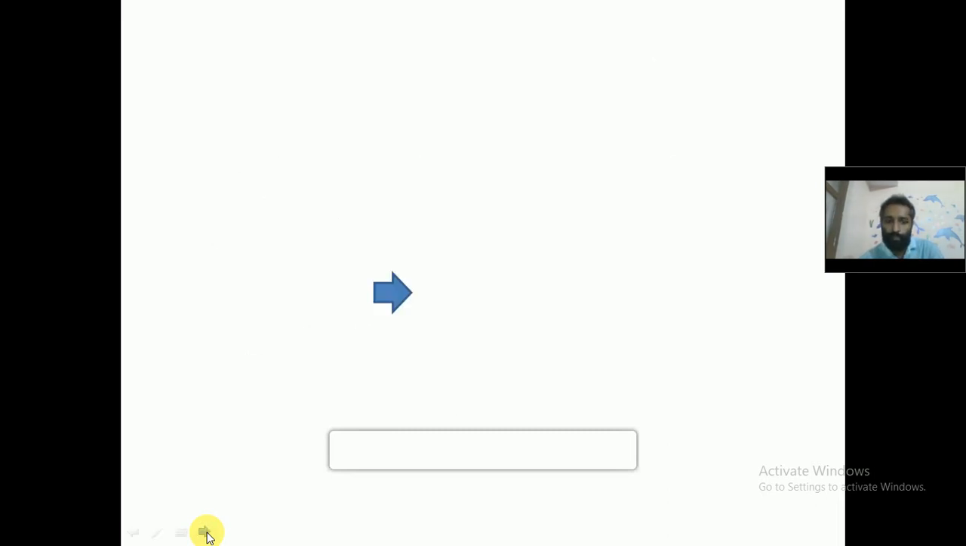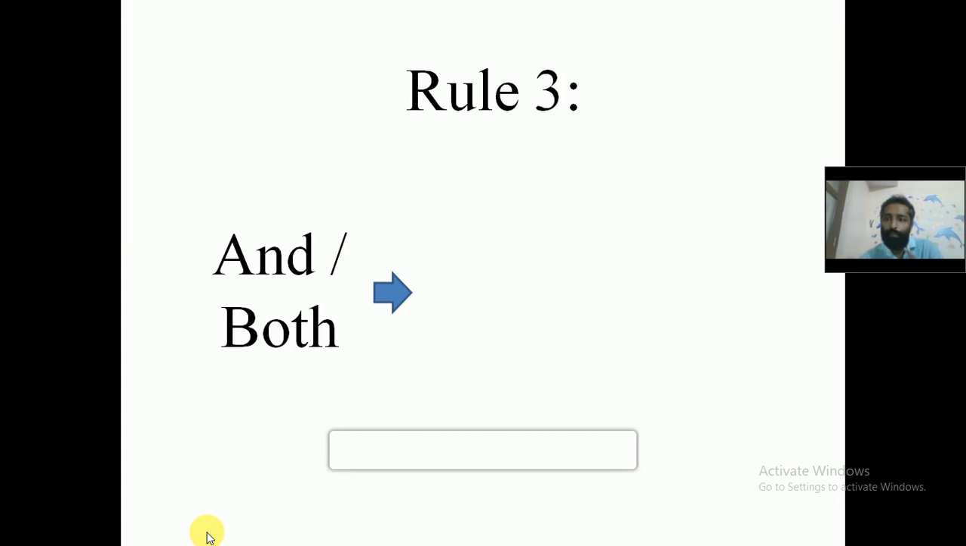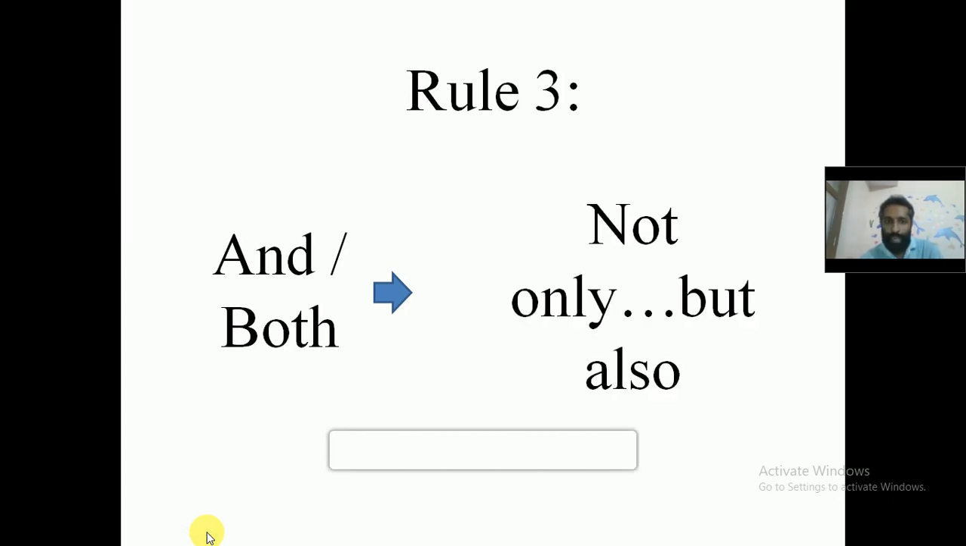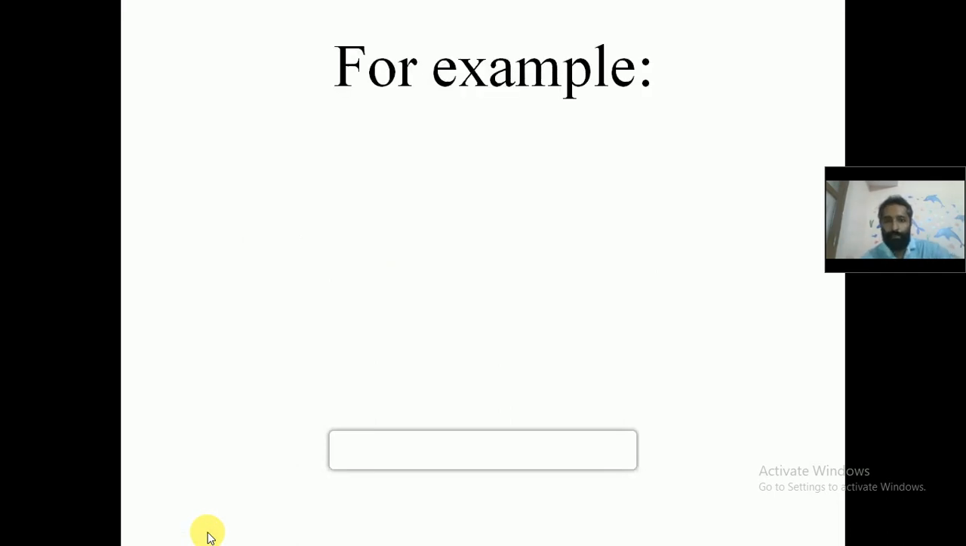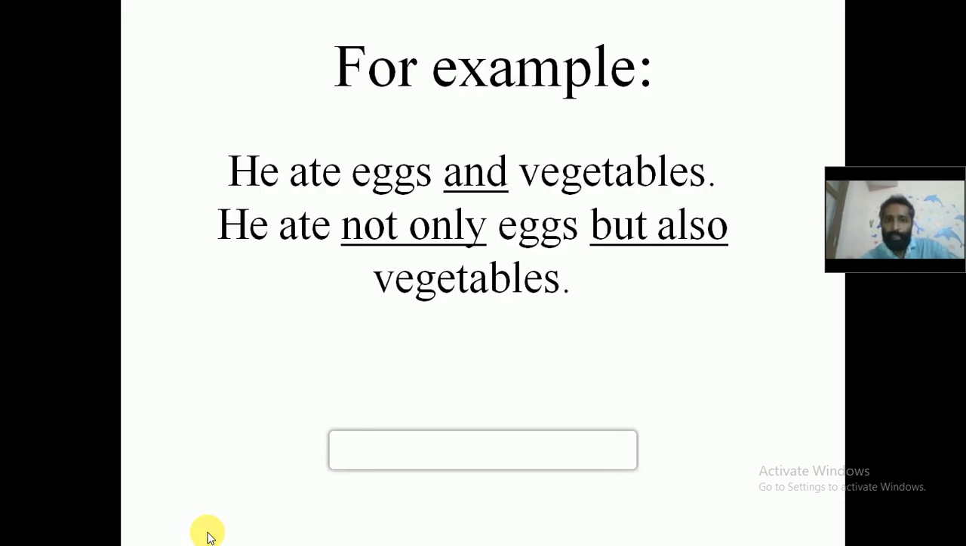When the affirmative sentence contains and, both, we'll have to use not only but also in the negative sentence. That is rule number 3. What's an example? He ate eggs and vegetables. It is an affirmative sentence and it contains the word and. So we'll have to use not only but also in the negative sentence. He ate not only eggs but also vegetables.